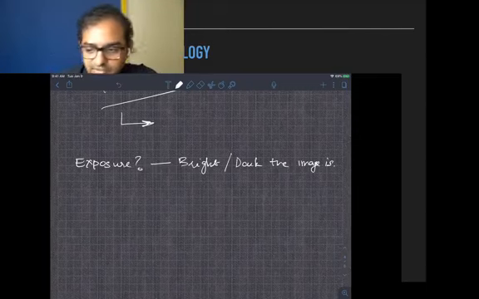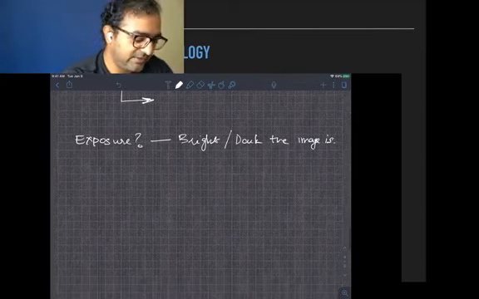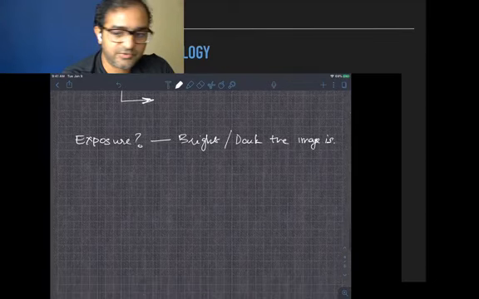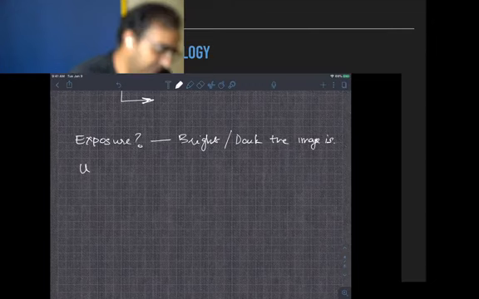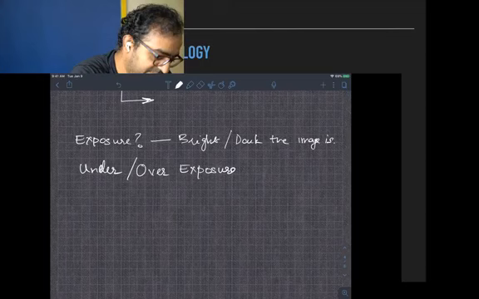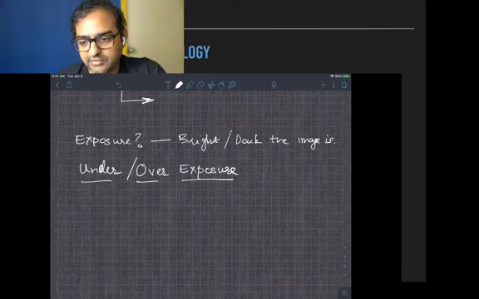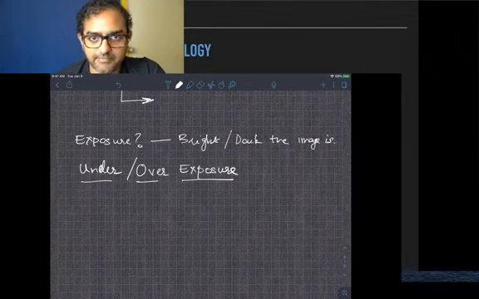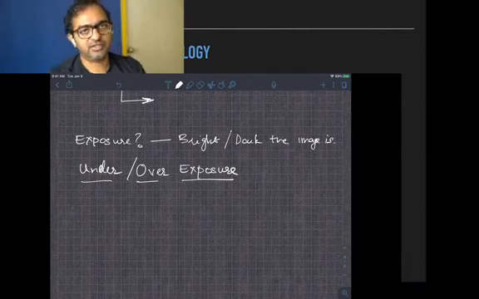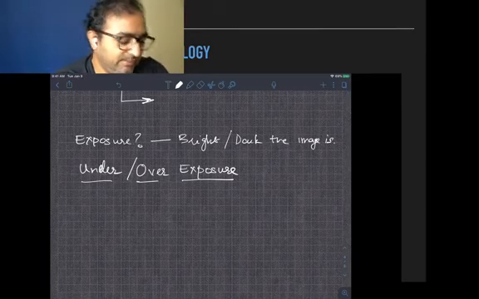Now, related to exposure, you have other concepts. These are terms which are also used in slightly weird ways. You have the idea of underexposure and overexposure. These two terms are generally used appropriately, but it's important for us to understand the real meaning behind them.